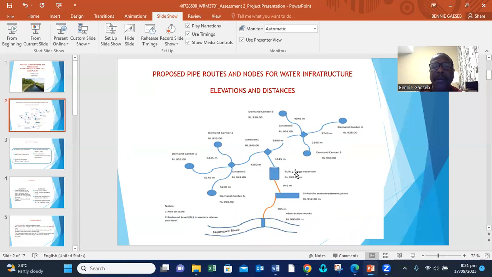In between the existing river and the storage reservoir, we have a water treatment plant, and the reservoir is situated uphill. So the idea is that the pipe from the river to the water treatment plant and the storage tank will be water mains, meaning that water will be pumped up, but from the storage tank, it is gravity.